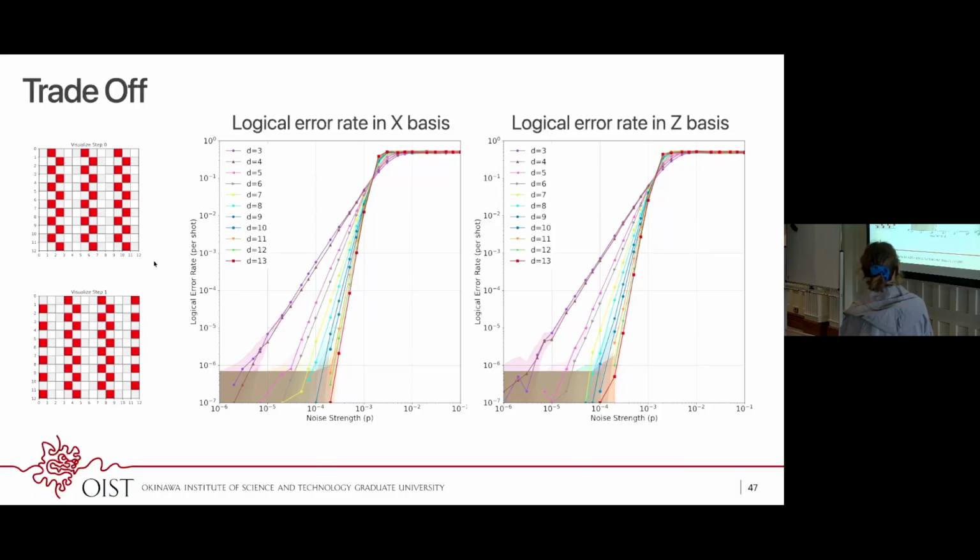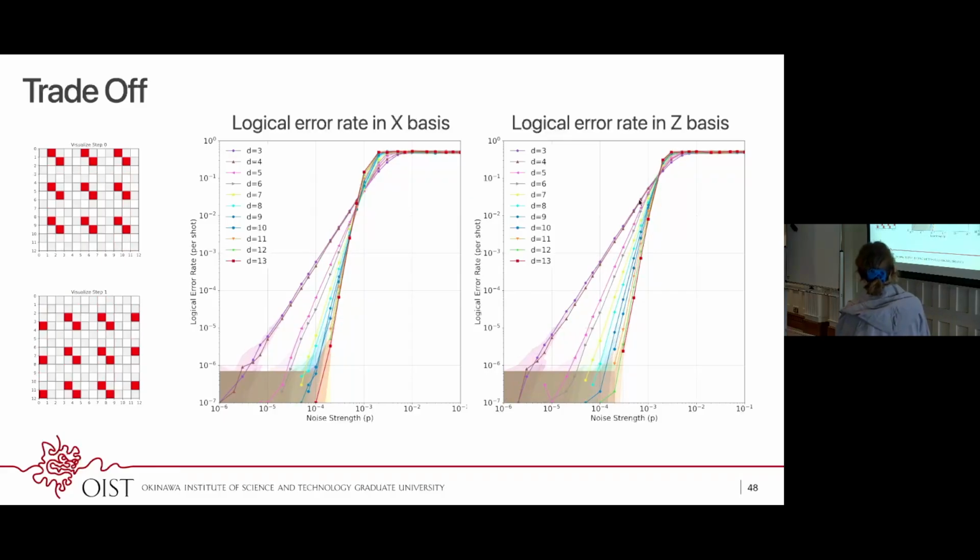We have the plot of the logical error rate as a function of the physical error rate. And as you can see here, in X spaces, we also observe a clear cross point. And this is actually at the cost of a performance reduction in the Z basis. So the cross point of the Z basis actually goes a little bit worse than before.